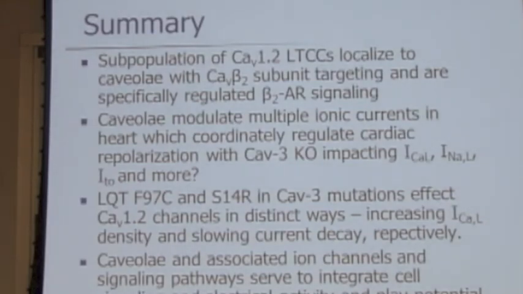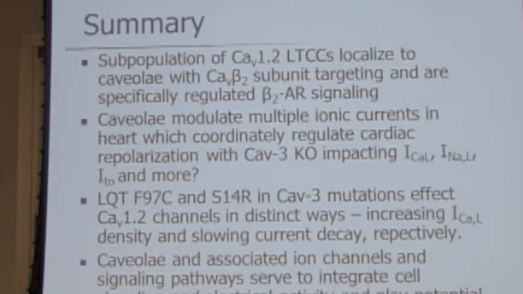So with that, I'll just summarize the things I've tried to share with you today. That is that there's a subpopulation of L-type calcium channels encoded by the CAV1.2 subunit, primarily in ventricular myocytes, that are localized to caveoli. They're associated with the beta-2 subunit, which may provide some targeting there, and they're specifically regulated by beta-2 adrenergic signaling. So if you think beta-2, something's going to work regarding caveoli.